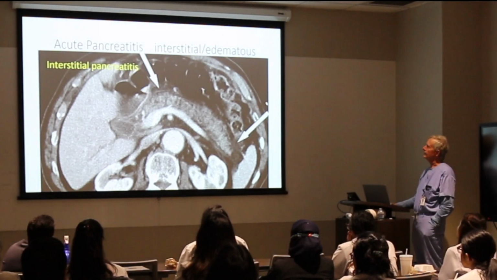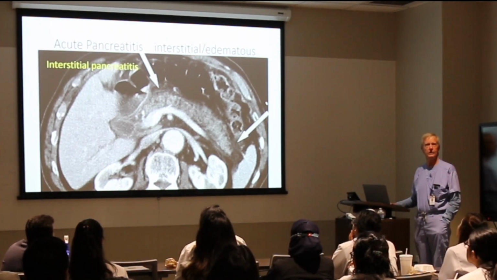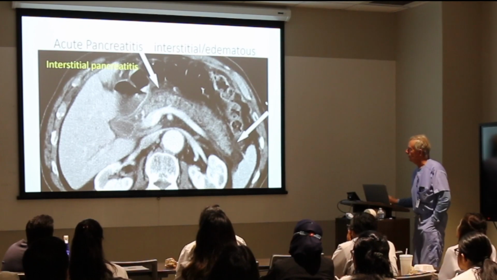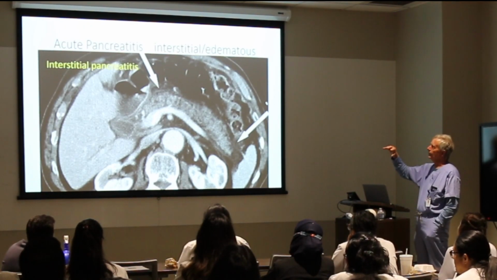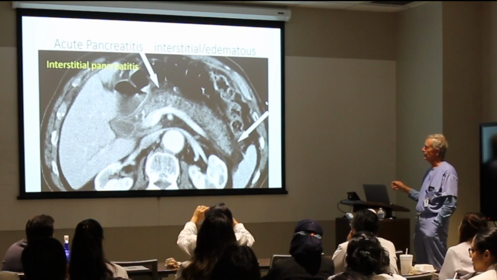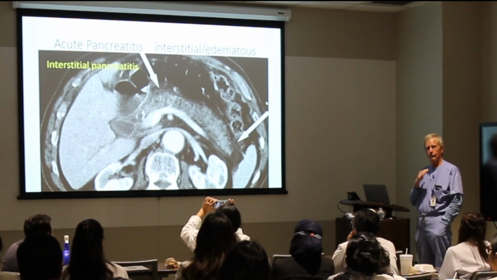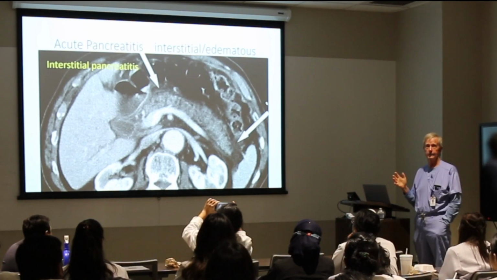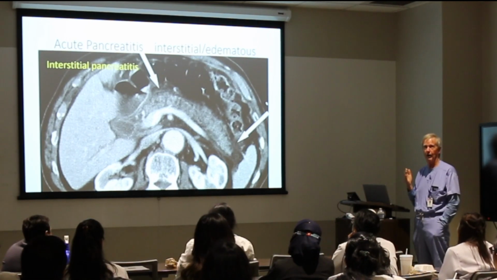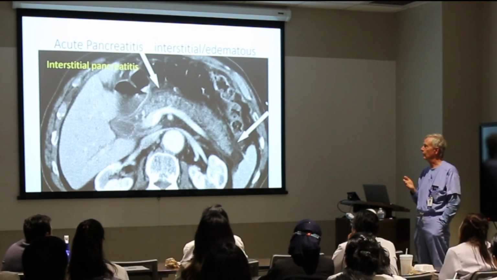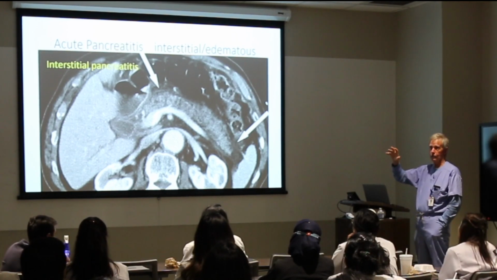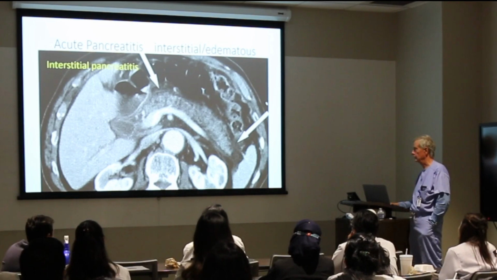I don't know if you can see that very well in the back, but the arrows are pointing to a diffusely inflamed pancreas. You should be looking at these CAT scans. Make yourself look at them and find out what they're talking about, so you can be good at it later on. Everyone can see the pancreas.